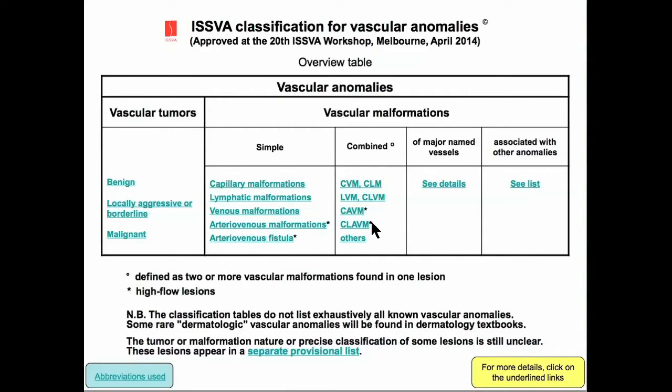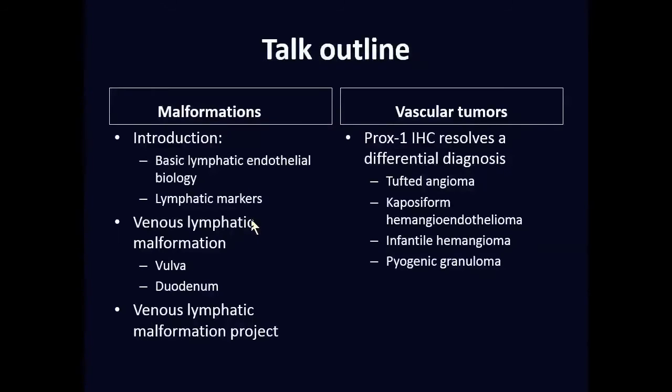And I invite all of you to pay a visit to this website from the International Society for the Study of Vascular Anomalies that shows the classification for vascular anomalies. As you can see, it's based on vascular tumors, which are divided into benign, locally aggressive, or borderline. That's where kaposiform hemangioendothelioma lies, and of course malignant, like angiosarcoma. Vascular anomalies are themselves very interesting, but not as well studied, and I'll show you some results today. They can certainly be combined. They can be both vascular and lymphatic, or some of them can have very high flow, such as arteriovenous fistulas and arteriovenous malformations.